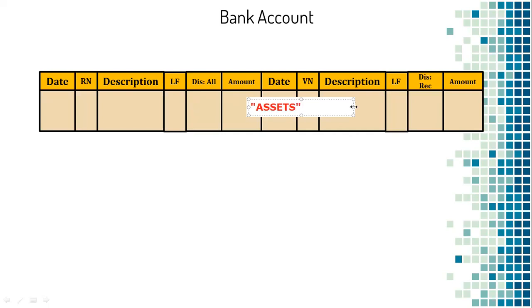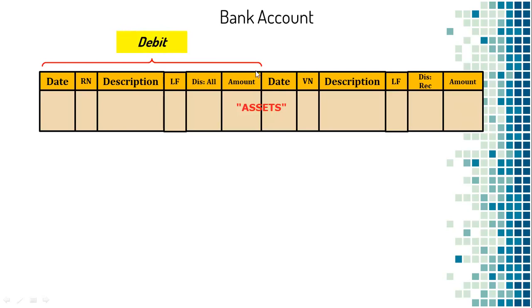For the moment, listen to me. The bank account is updated by the business, concentrating on the principles of double entry for assets. Assets: increase is debit, decrease is credit. This is the debit side, and this is the credit side.